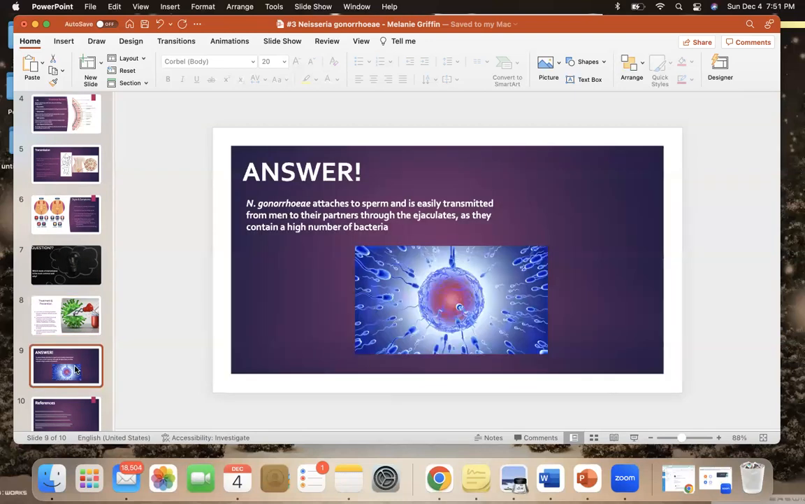Answer to the question: N. gonorrhoeae attaches to sperm and is easily transmitted from men to their partners through the ejaculate, as it contains a high number of bacteria.